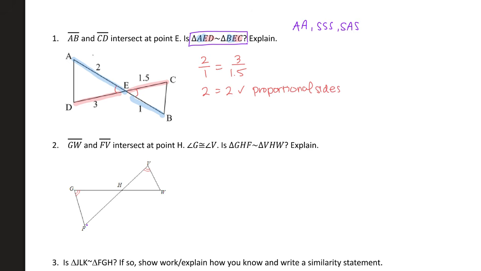Well, and we also know that we have a congruent angle. So we know we have angle AED is congruent to BEC because they're vertical. So now we have our two sides and our angle, so that's enough to show SAS. So then we would say triangle AED is similar to triangle BEC by SAS similarity.